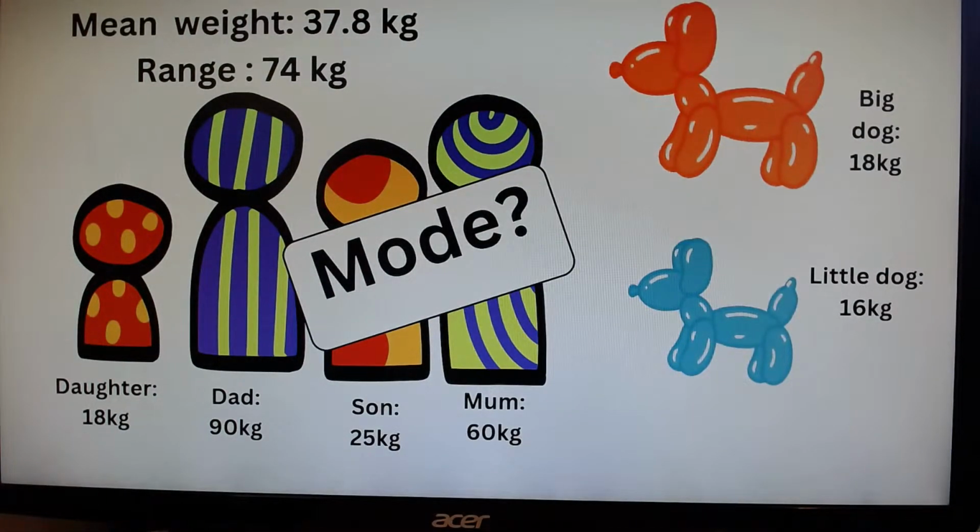What about my family? What is the modal weight or the mode of the weights for my family? Have a little look at that, see if you can pick it out. Can you spot one? There is a mode in this case, but it might be harder to spot. Depends how comfortable you feel with looking around for the numbers.